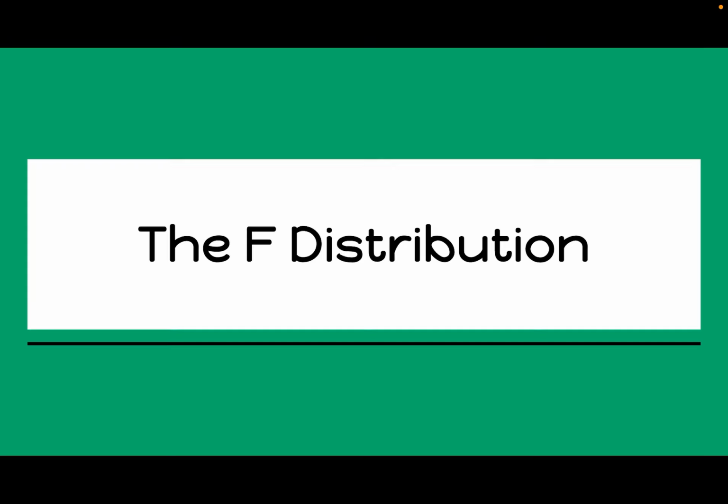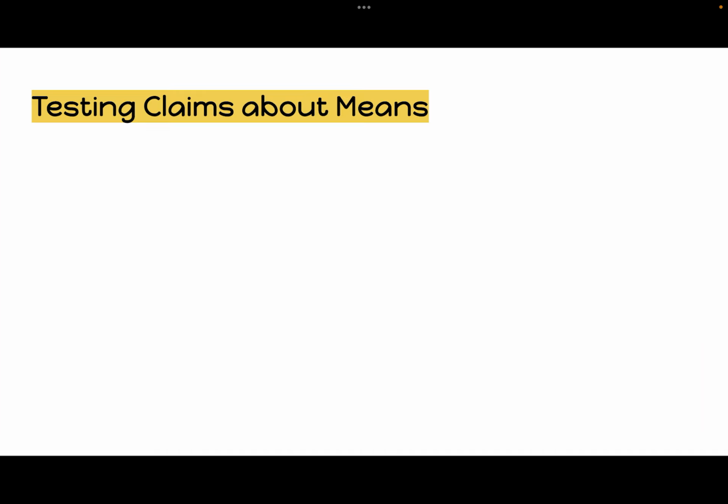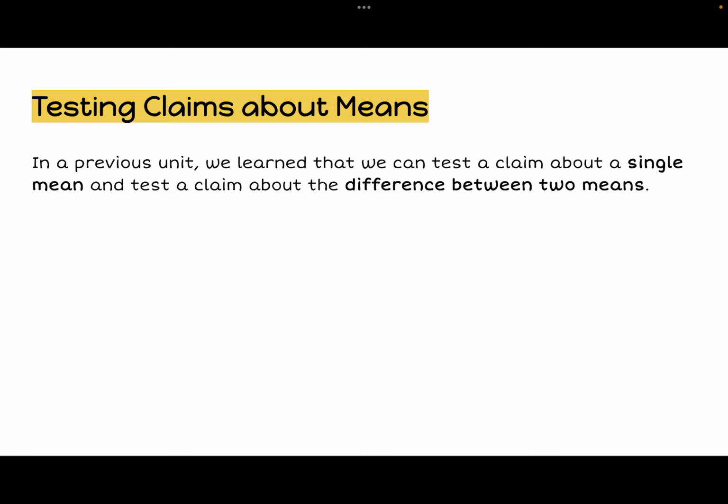Hi all. For this second video, we're going to introduce a new distribution that we need to use for a new type of hypothesis test that we're going to perform. So we're going to go back to this idea of testing claims about means. In a previous unit, we learned we can test claims about a single mean using a z or t-test, and we can test claims about a difference between two means, so we can compare two different averages using a z-test or a t-test with a modified test statistic.